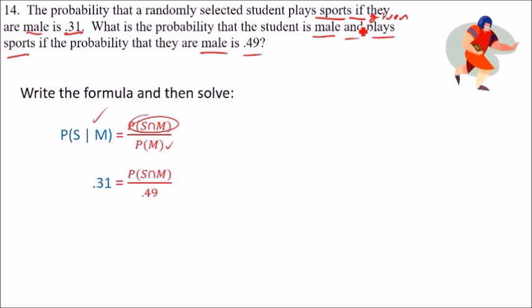So I'm going to plug in the information I know. So the probability of sports given they are male is 0.31. The probability that they are male is 0.49. And we can solve this. To solve this, we're going to multiply by 0.49 on both sides. And those will cancel off. All right, and so that'll leave me 0.49 times 0.31 on that side. I can multiply those out, and that'll give me the probability of sports and male. And I'm going to go ahead and switch those around so that I got the probability of sports and male is equal to 0.1519. And again, that rounds off. 2 decimal places would be 0.15 or 15%.